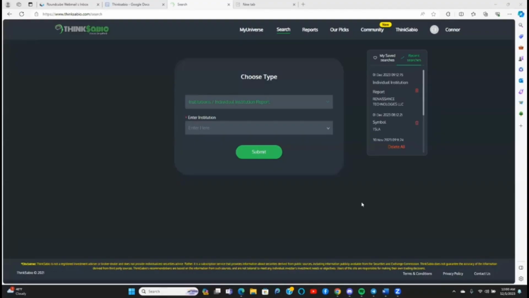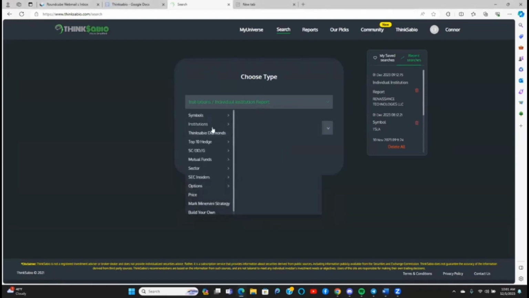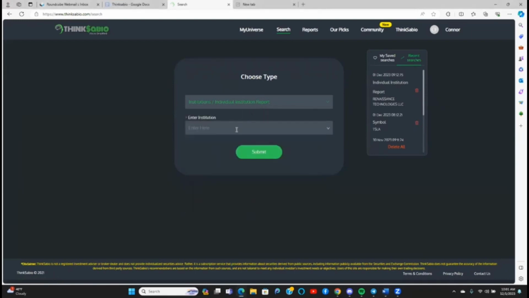The next report I'm going to go through is the individual institution report. This looks at how major institutions like Goldman Sachs and JP Morgan Chase are investing, so you can observe their strategies and model their success. To access this report, click on the search function on top, then go to institutions, individual institutions, and then click on individual institution report. And then you can type in whichever institution you want to look at.